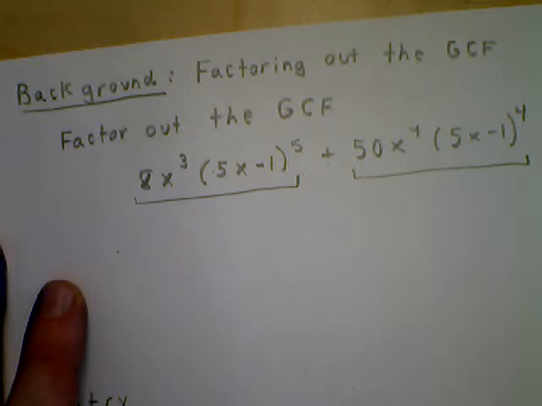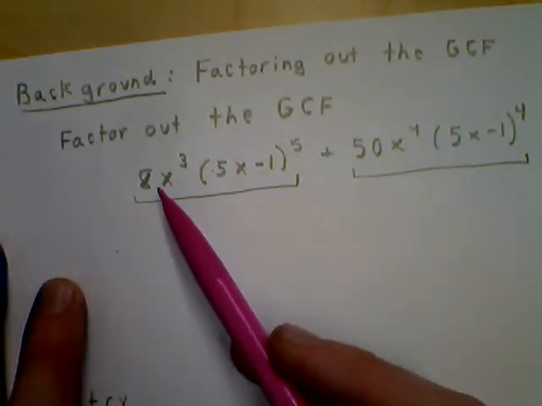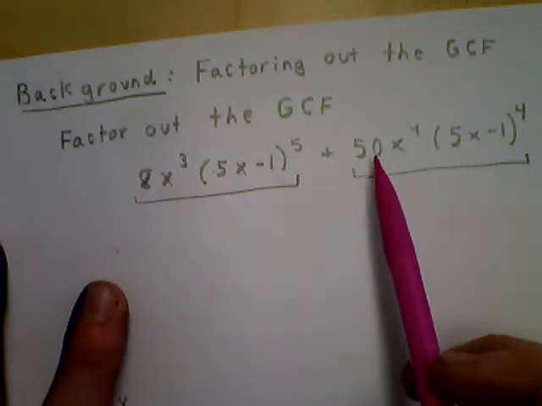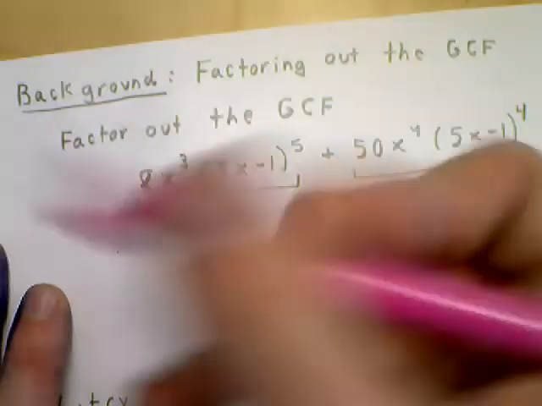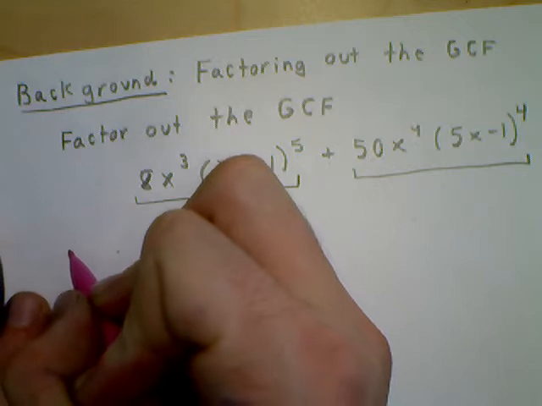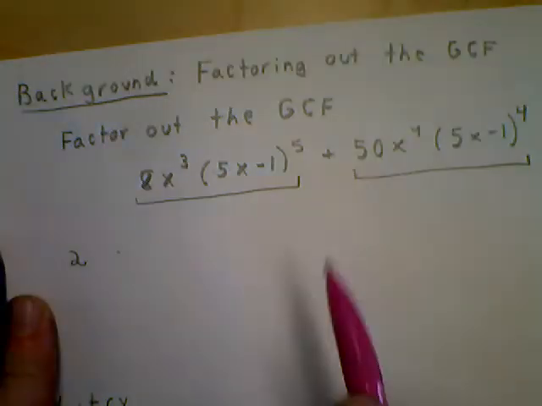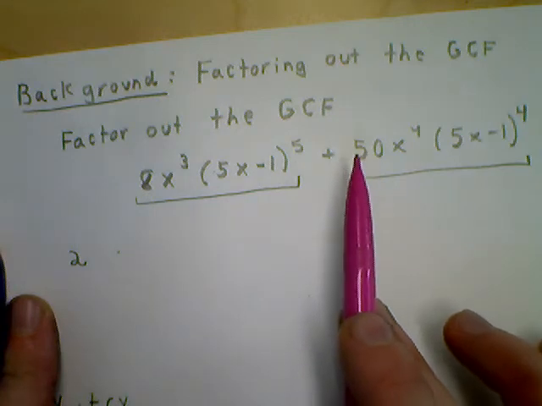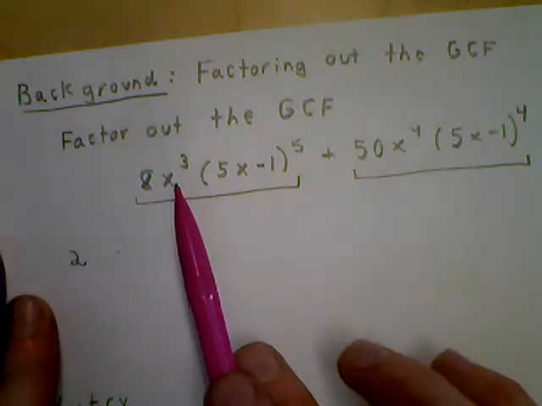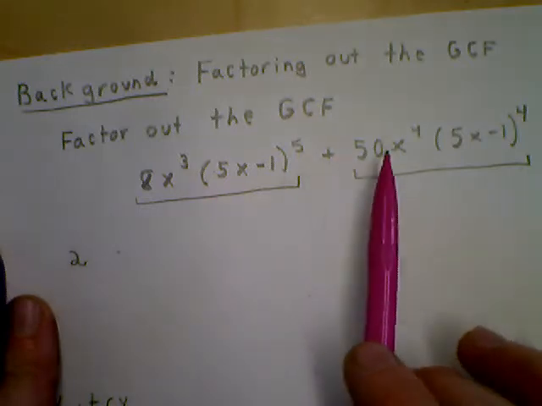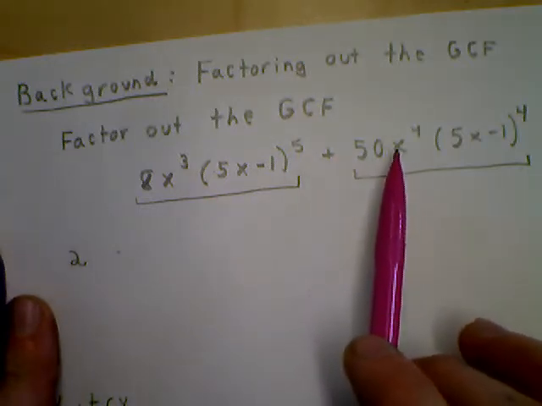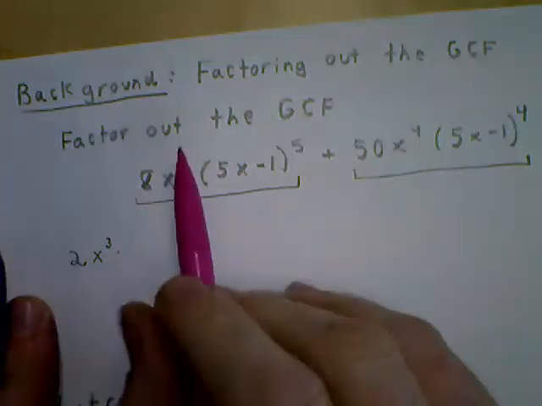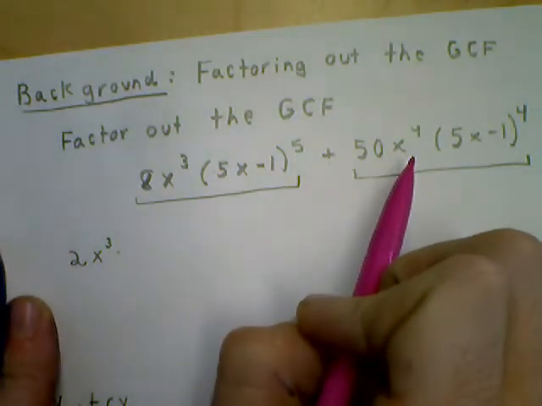First thing I need to do is go through and look for the numbers. The greatest common factor between 8 and 50 is 2. So first you look at the numbers. Next, I'm going to look at the variables that are not in the parentheses. I see x cubed and x to the fourth. X cubed is the greatest common factor between x cubed and x to the fourth.